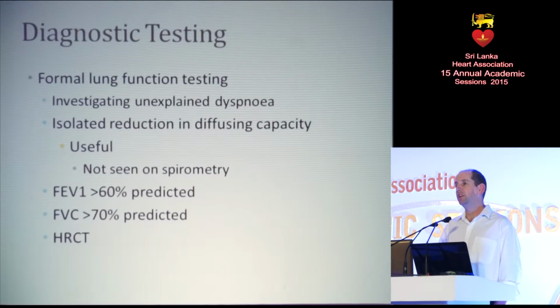In terms of differentiating whether pulmonary hypertension is related to lung disease or intrinsic pulmonary vascular disease, certainly having an FEV1 greater than 60% of predicted or an FVC greater than 70% of predicted is a guide that there is unlikely to be a significant pulmonary component. High-resolution CT imaging, however, is extremely useful in differentiating between underlying intrinsic pulmonary disease and pulmonary arterial hypertension.